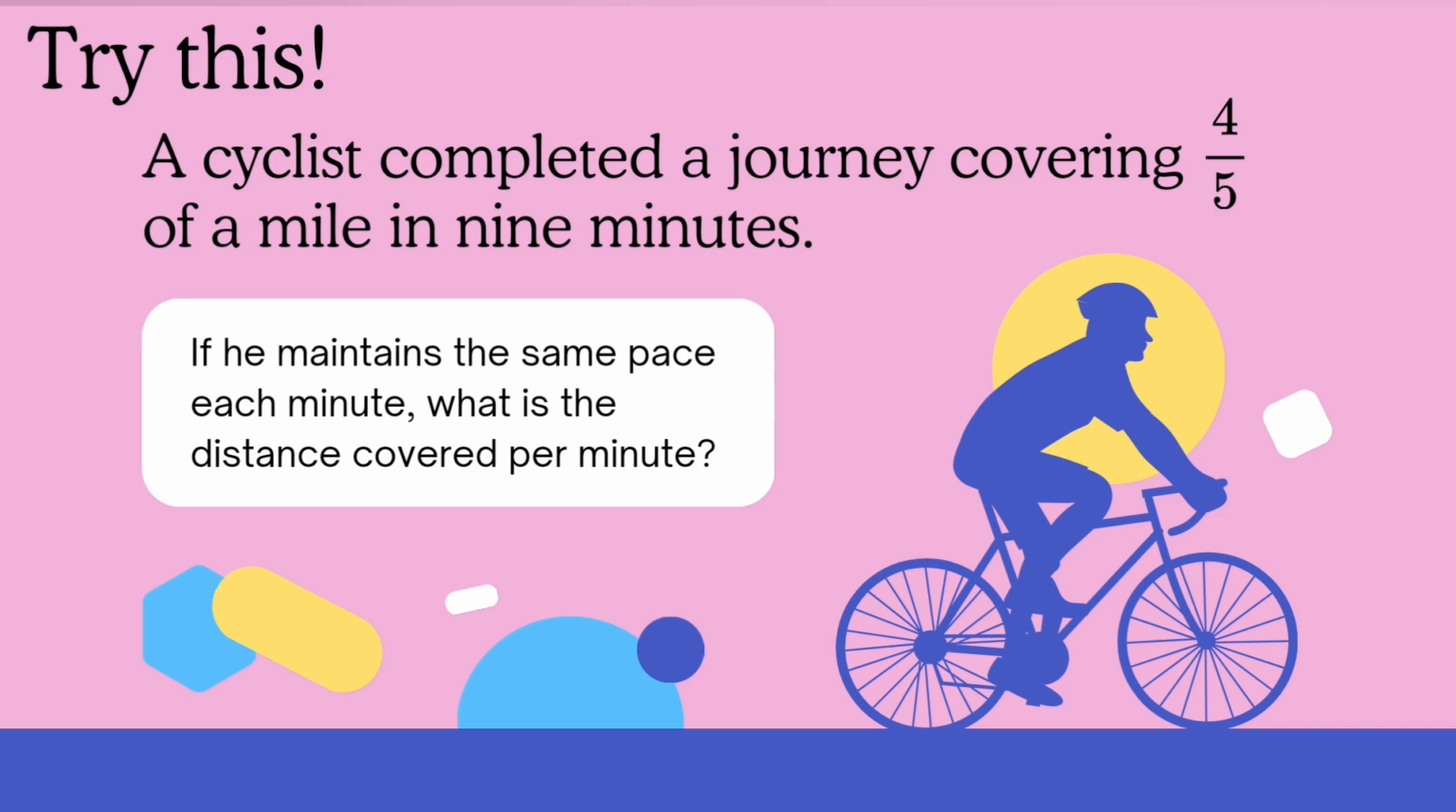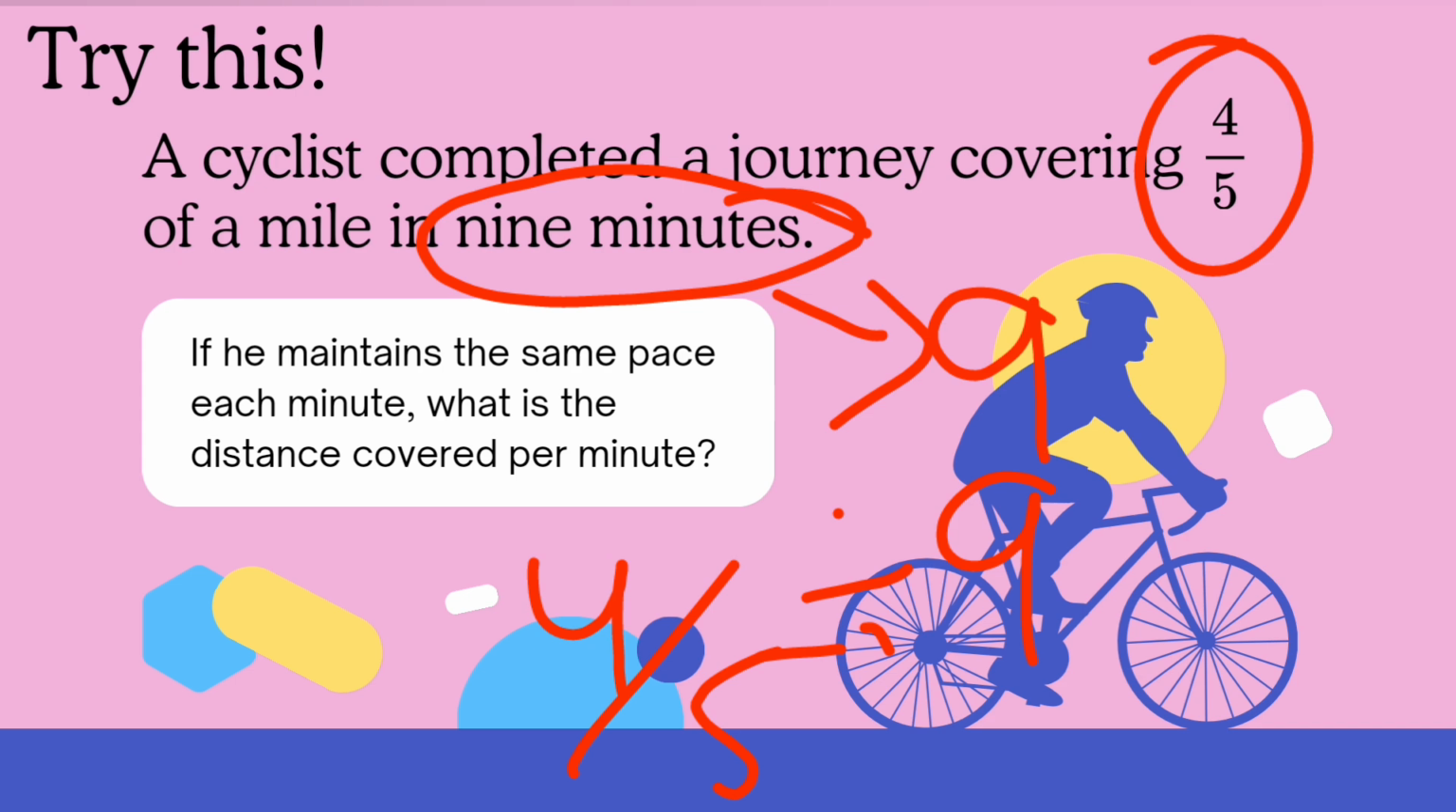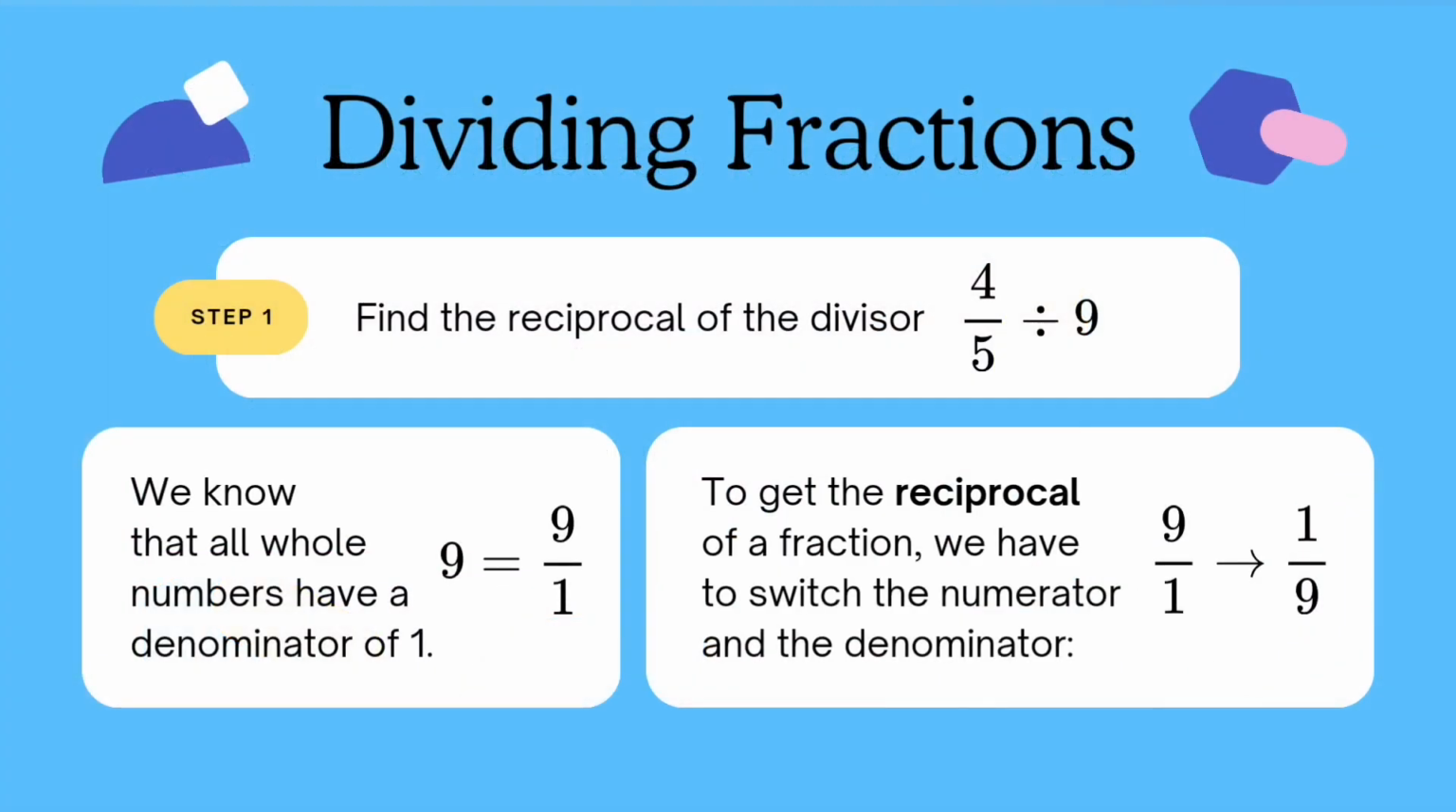Try this. A cyclist completed a journey covering 4 by 5 of a mile in 9 minutes. If he maintains the same pace each minute, what is the distance covered per minute? We have to divide 4 by 5 by 9. So what we have to do? 9, the denominator is always 1. If there is no denominator, then we have to keep denominator 1. 9 by 1. We know that all whole numbers have a denominator of 1.